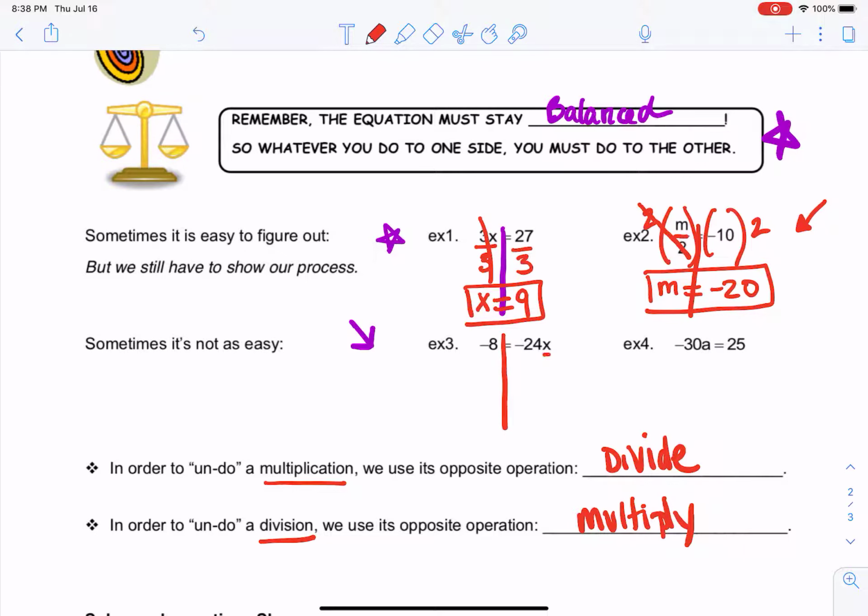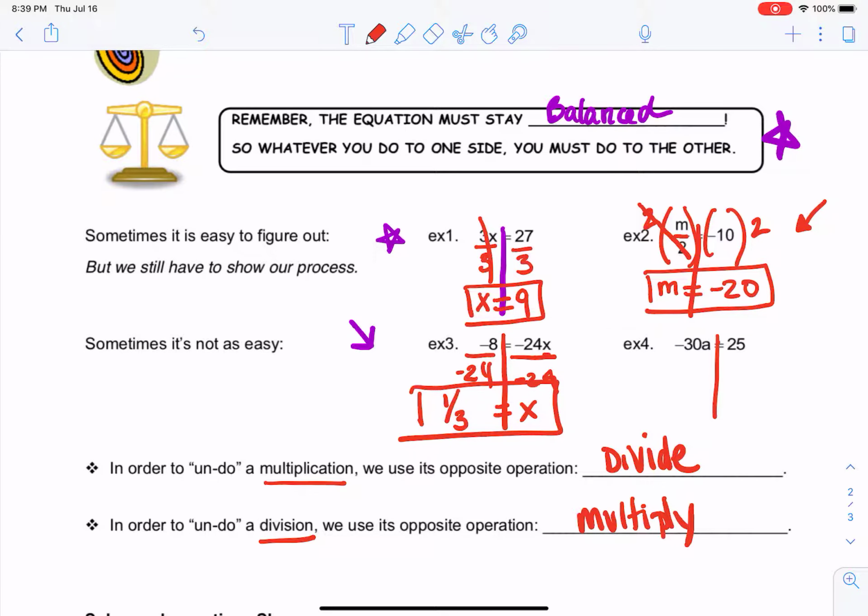So x is what I want to get by itself here. This is a multiplication problem, so I'm going to divide by negative 24 on both sides. Now you might be thinking the answer to this is going to be 3. However, 8 divided by negative 24 is going to give me a fraction that I need to simplify. So you can definitely use your calculator for this. But the answer to this should actually be negative 1 over 3. Okay, so that's why it's important to show your work and really think about what you're trying to get by itself.